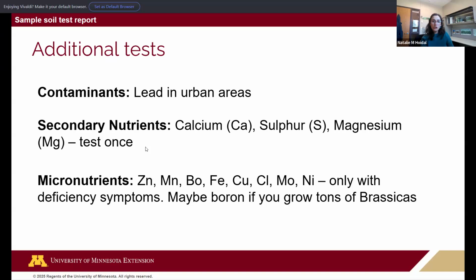The secondary nutrients, again, these are generally not lacking in Minnesota soils. You could maybe test for these things once, just if you want peace of mind, but don't feel like you need to. And then the micronutrients, we really only recommend testing if you're seeing deficiency symptoms. And again, you're welcome to test these things. There's no harm in doing it. It just costs extra money. And so generally, it's not worth it. Maybe boron if you grow a lot of brassicas. And again, maybe sulfur, just because sometimes we do see some sulfur deficiencies.